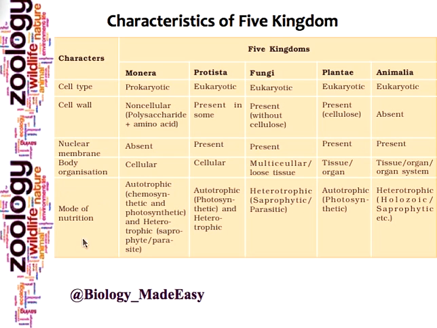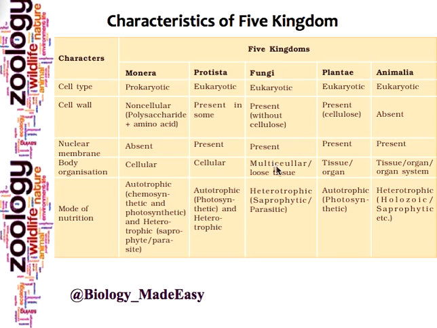Now come to the mode of nutrition, that means how they feed. In case of Monera, they are either autotrophic or heterotrophic. Autotrophic means they can synthesize their own food, that means they can perform carbon fixation. But there are also members which are heterotrophic, that means they cannot perform carbon fixation, so for food they are dependent on other organisms. Then the Protista, they are mostly autotrophic as well as heterotrophic. So there is no difference in mode of nutrition between Monera and Protista.